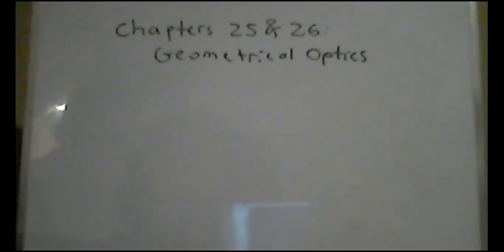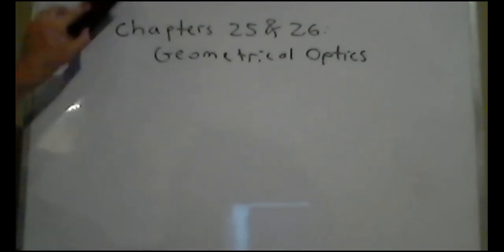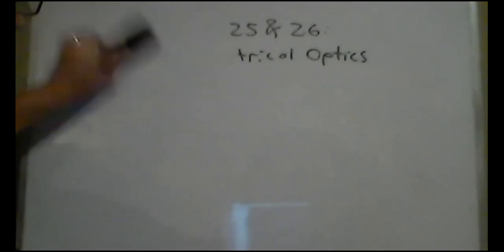So we're going to do both these chapters together. I'm not sure why the book would divide geometrical optics into two chapters, but I think it's best taught the way I'm going to teach it. So let's recall where we are in our overall studies in physics 2.